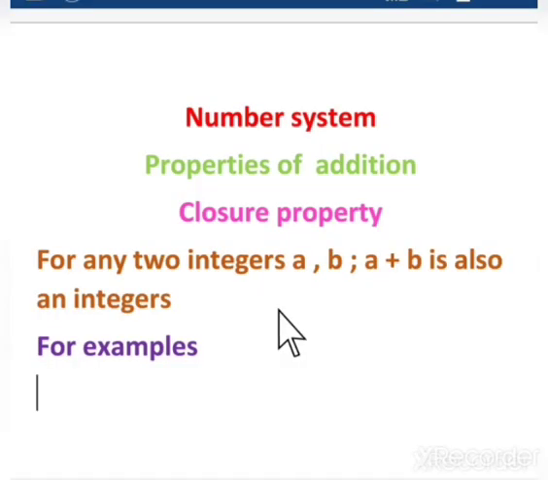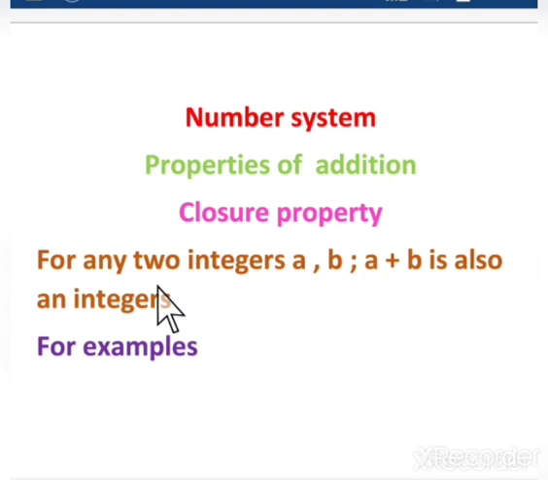Now we are going to see the properties of addition. First we are going to see the closure property. For any two integers a, b, a plus b is also an integer. Take any two integers and add them, and the answer will also be an integer.